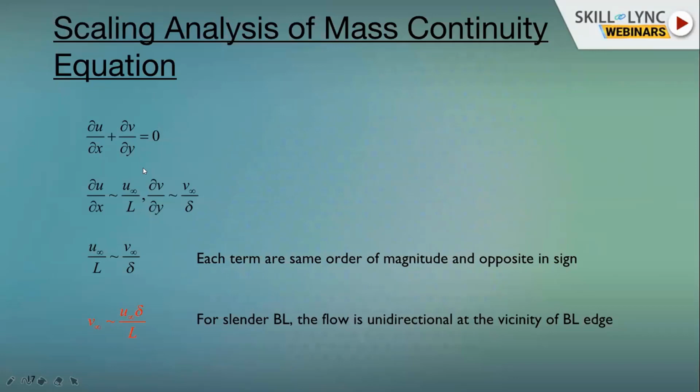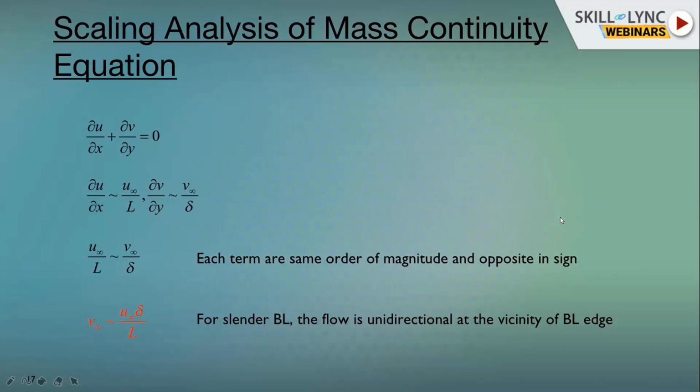From the first scaling analysis, what will we get? We'll get the v infinity term, which is nothing but u infinity into delta by L, right? So u infinity is my free stream velocity, which is physically defined. Delta is my boundary layer thickness. L is the length of the plate, right?